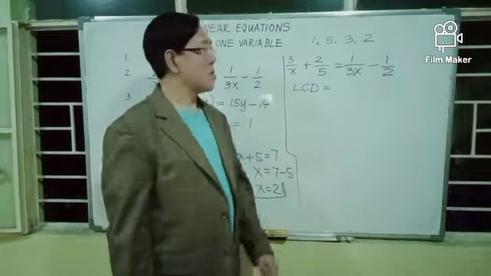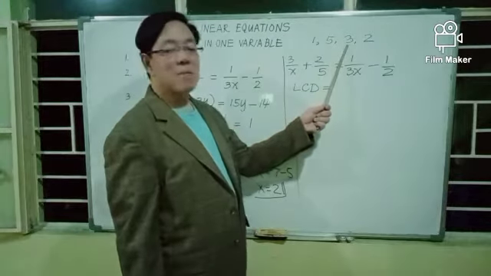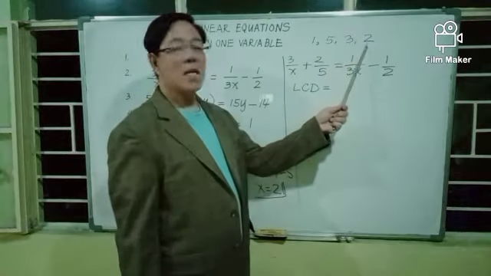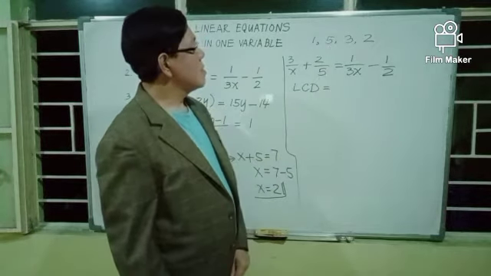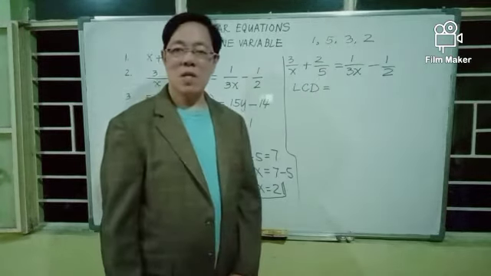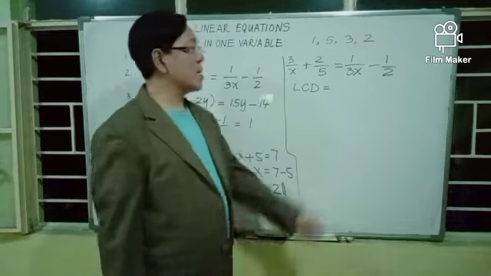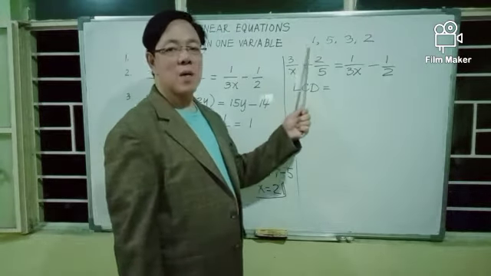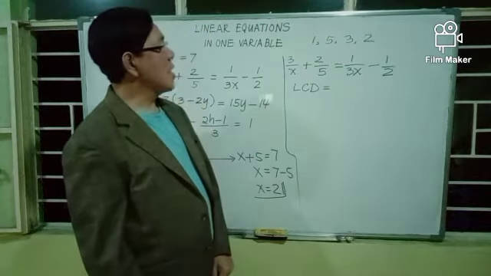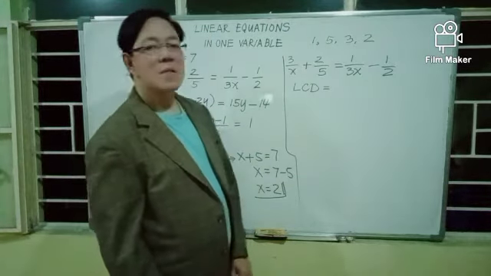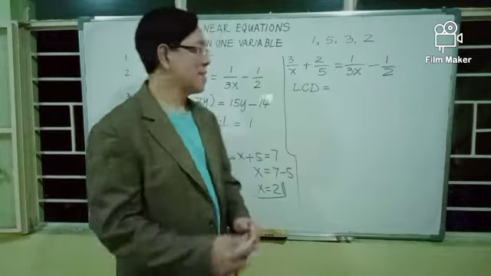Suppose you thought about 6. 6 can be divided by 3 and 2, but not by 5. So you think of the smallest number that can be divided by all these numbers, by 1, 5, 3, and 2. And that number is 30.